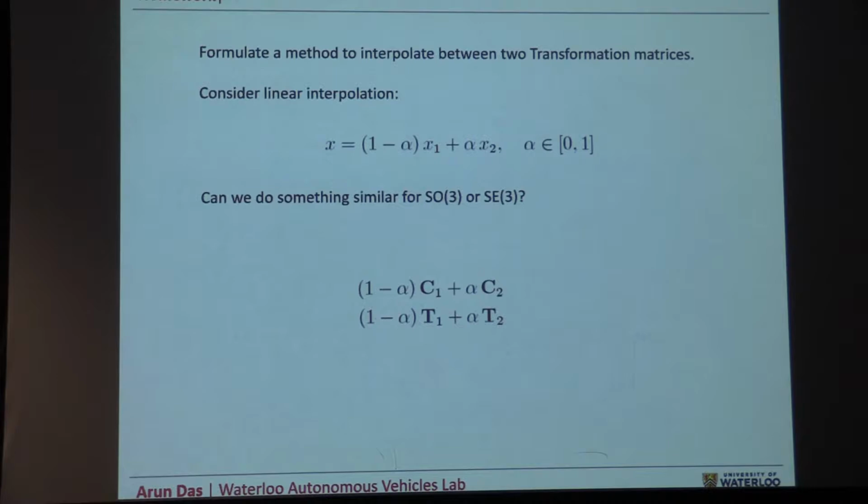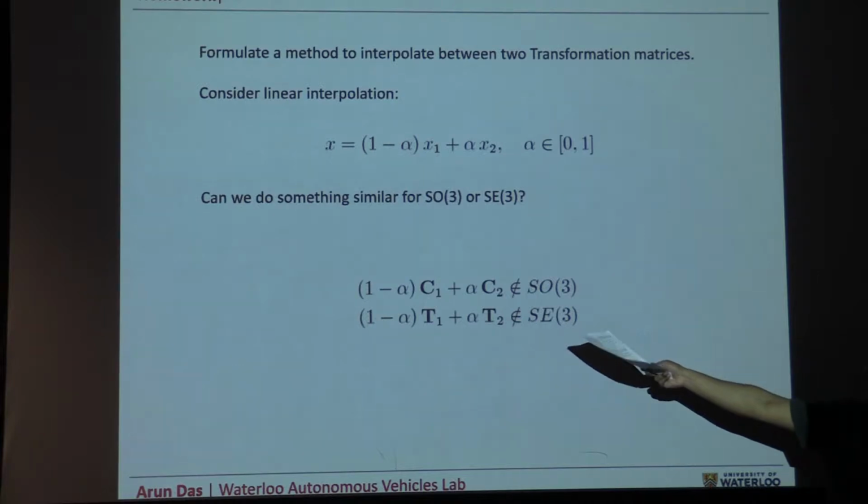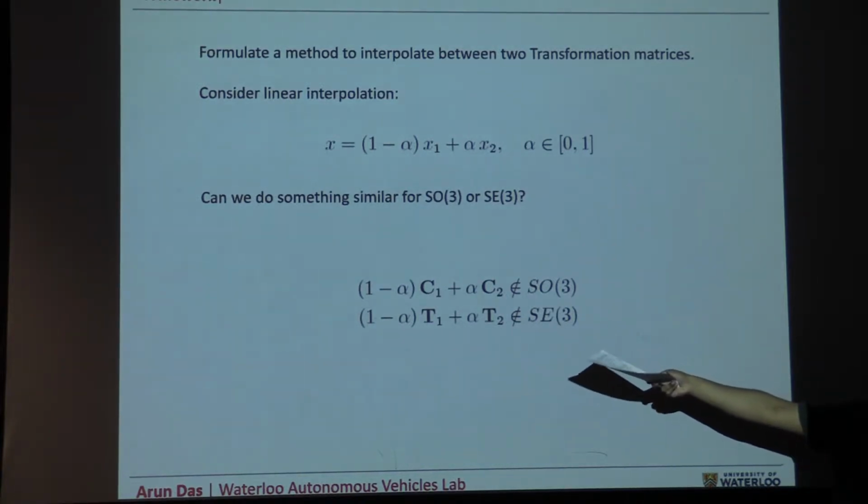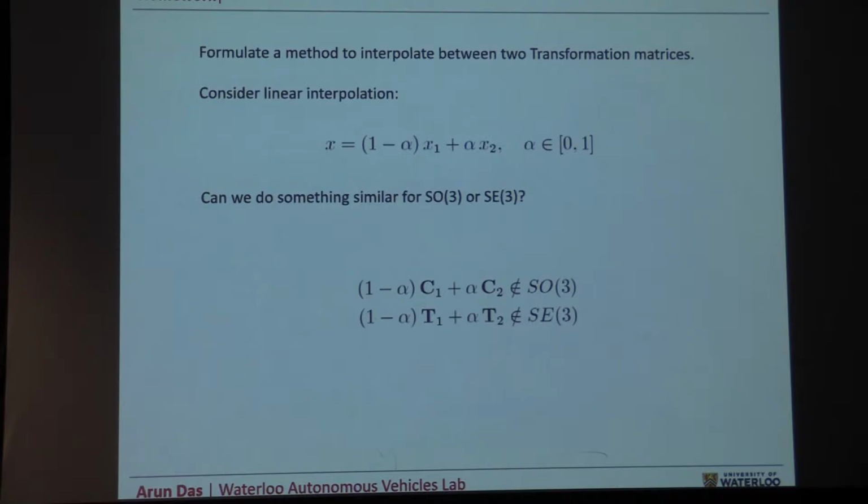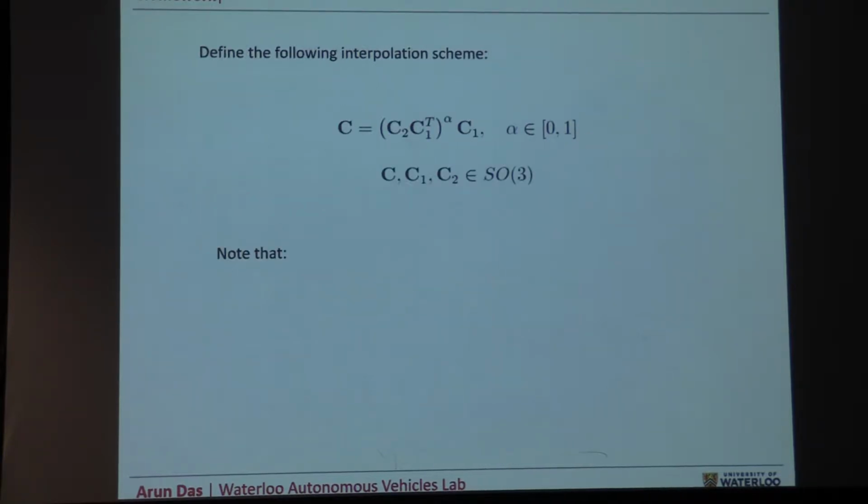So we need to come up with something slightly more fancy. So in general, this is not true. You can't say that C1 plus C2 or T1 plus T2 is going to be in SO3 and SE3. So what we want to do is define an interpolation scheme, and we can think of it in the following way that we have written up there. Let's say C is the interpolated amount, and then we have two rotations, C2 and C1, and what we have inside the brackets is essentially what Ben was writing as box minus, and then to the power of alpha, which is our interpolator, or the amount we're going to interpolate, and alpha exists between 0 and 1.